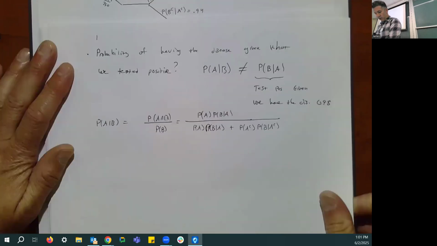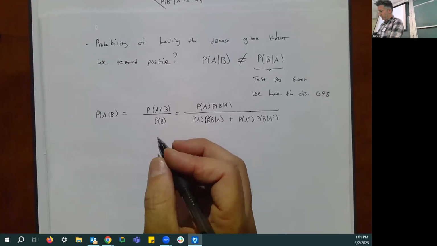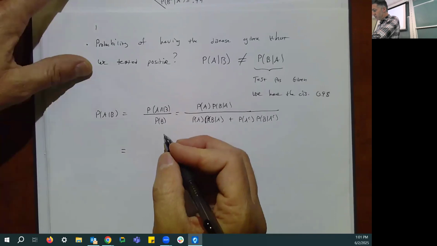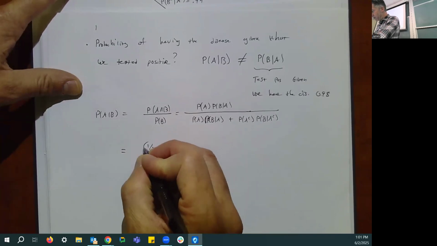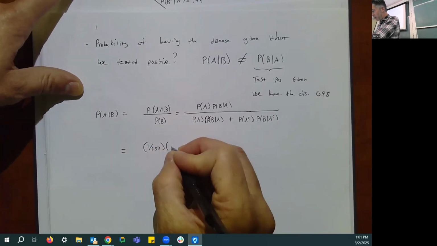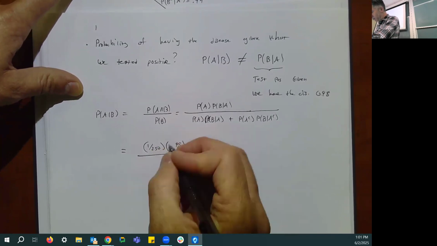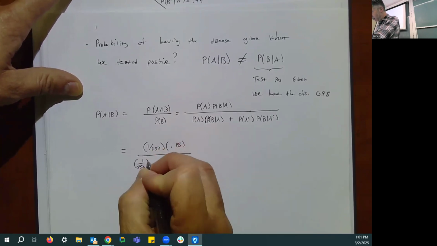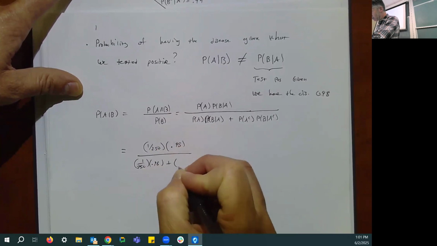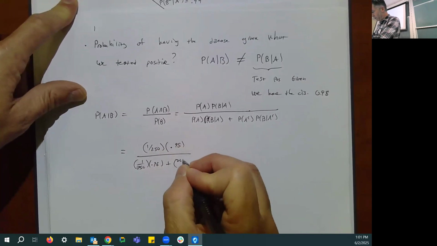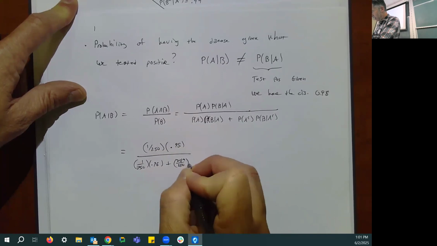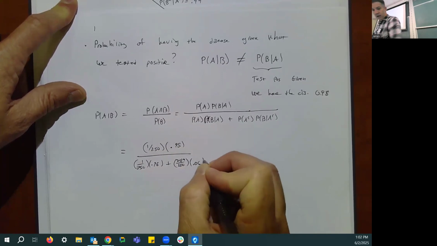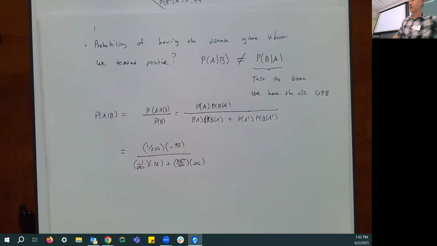This ends up equaling, I don't think I actually have it in my notes here, 1 over 250 times 0.98 divided by the same 1 over 250 times 0.98 plus 249 over 250 times 0.06. Now, I do want to calculate this for you just because I do think it's worth knowing what the number is.